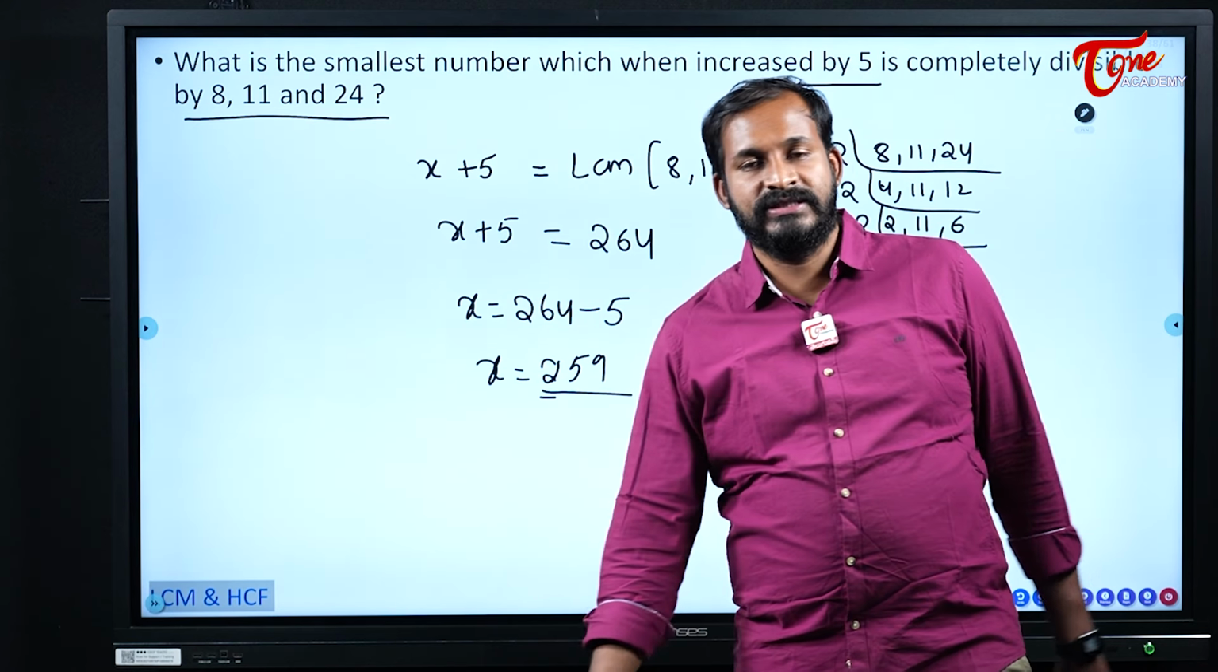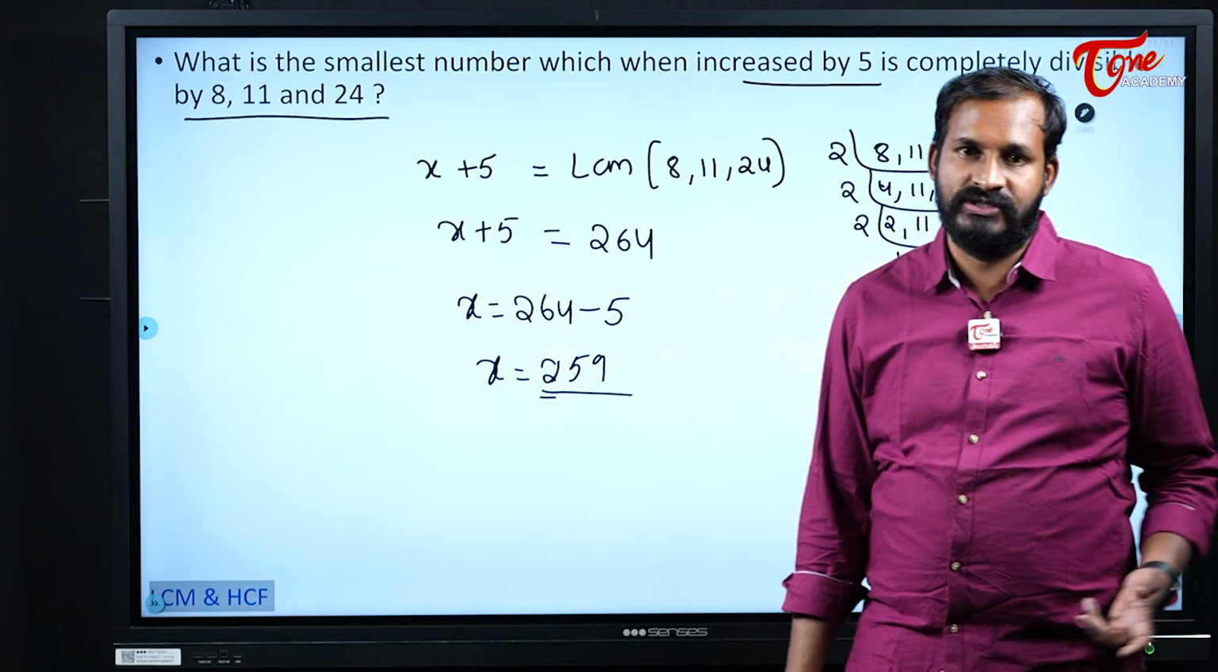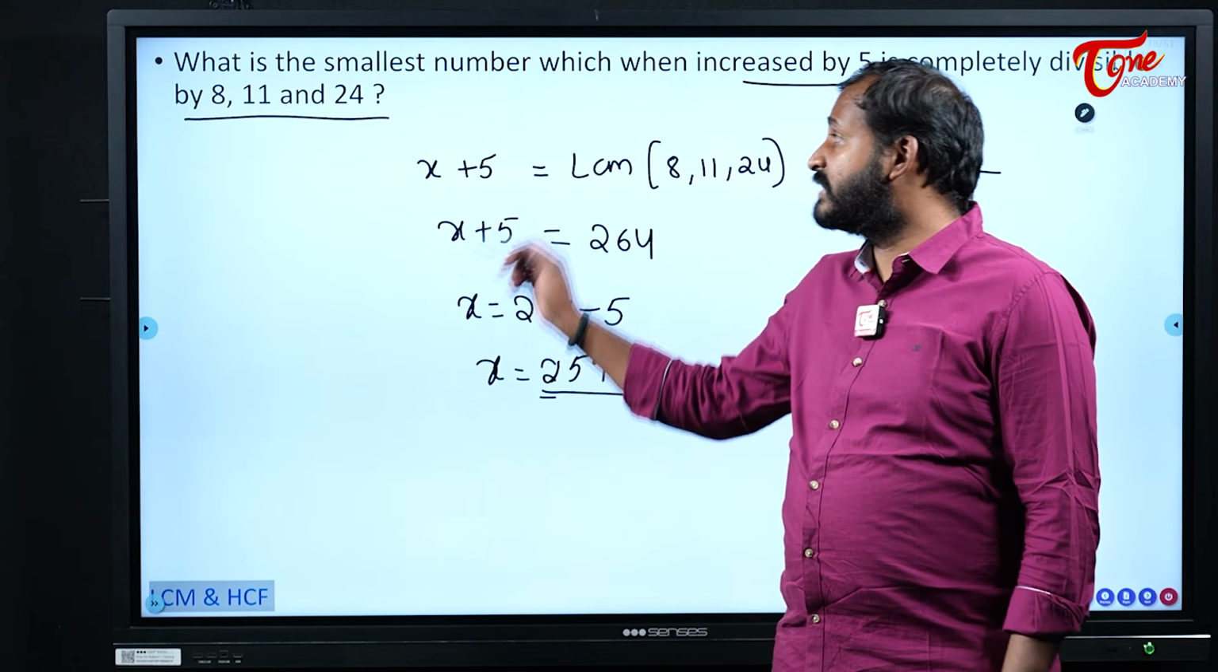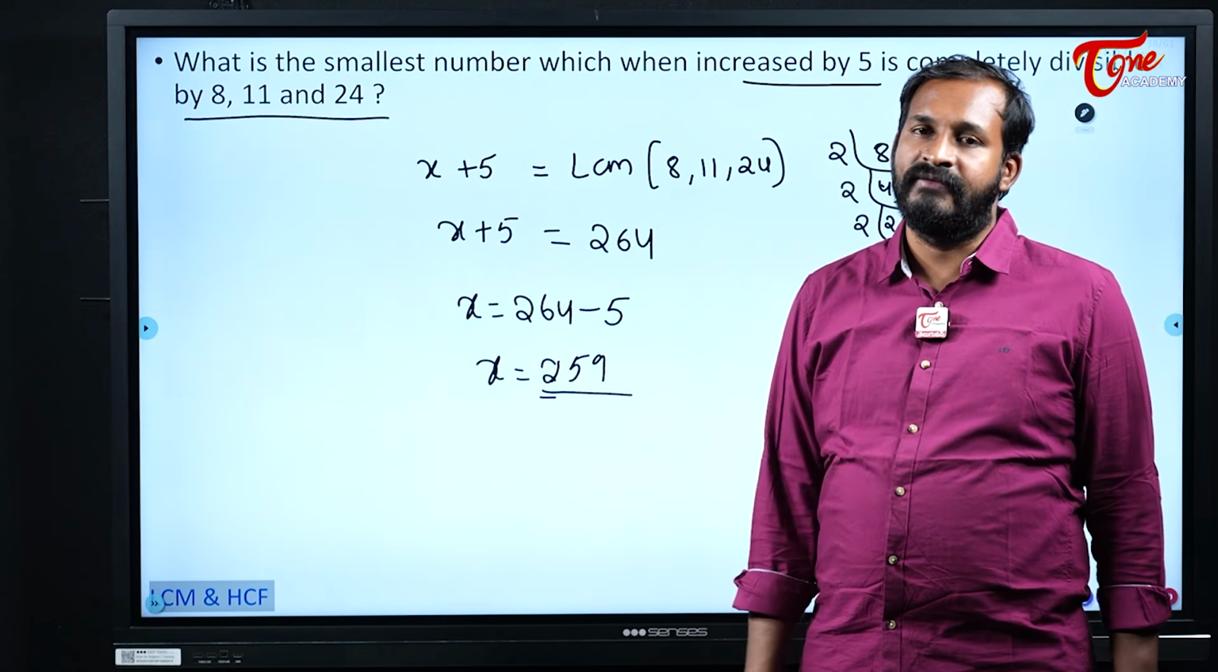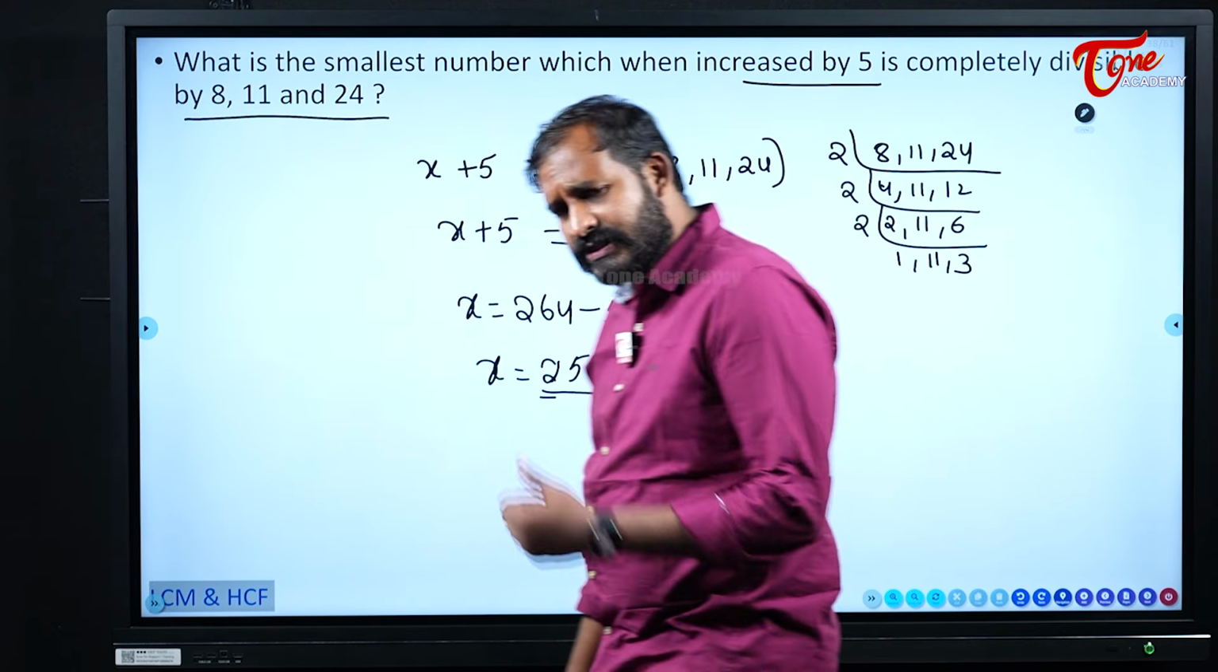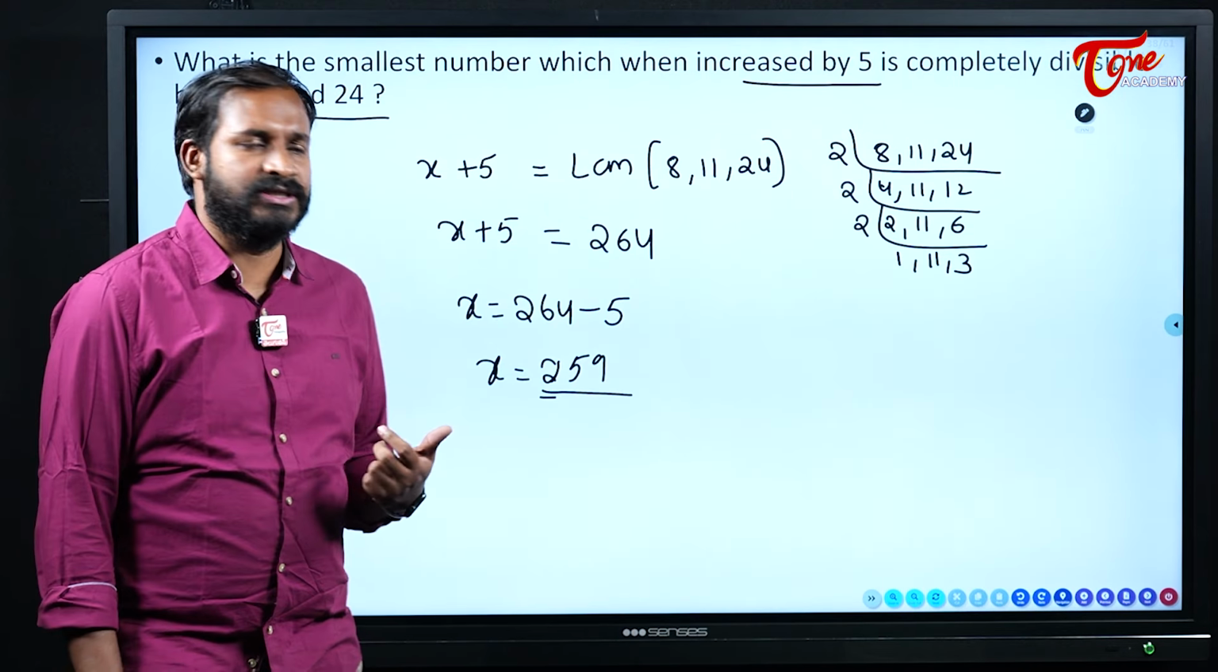So when you increase this 259 by 5, it becomes what? 264. Then that 264 is exactly divisible by 8, 11 and 24. Okay. This same problem we can do with the help of options also.